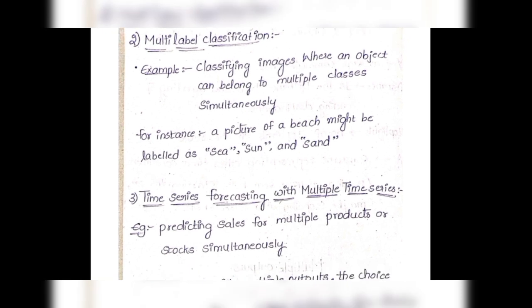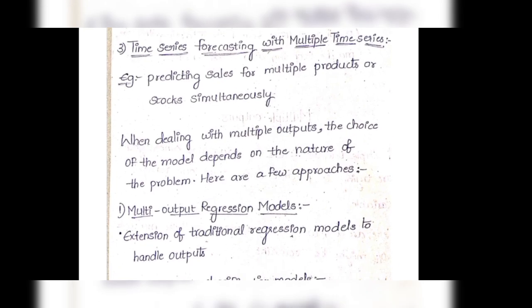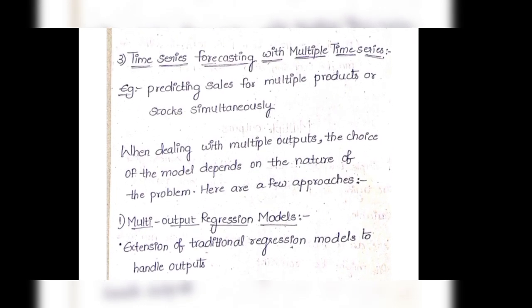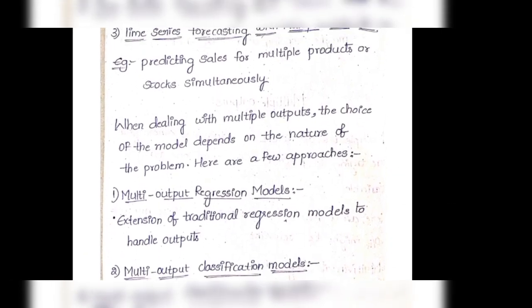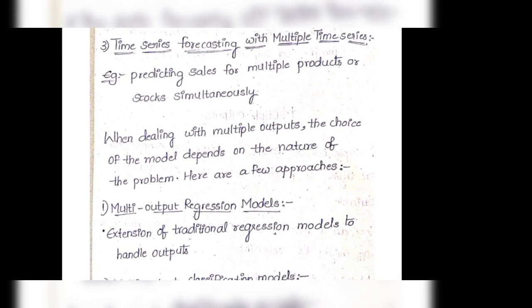Next, the third one is time series forecasting with multiple time series. What is this time series forecasting? The previous multivariate regression showed the price of two houses, and this multi-label classification showed the images' relevant answers. Then what is time series forecasting? Predicting sales for multiple products or stocks simultaneously. Predicting means estimating the value of the future.